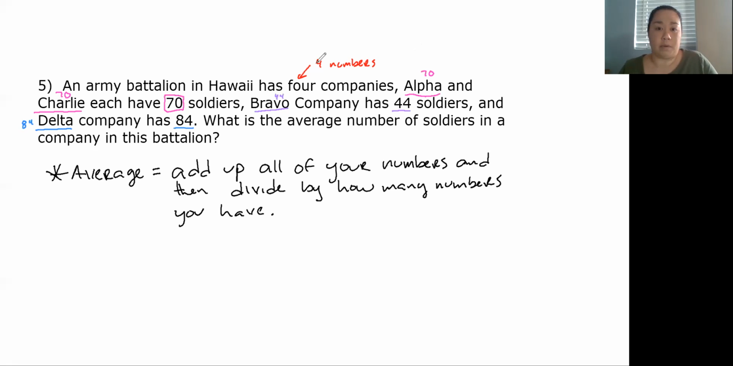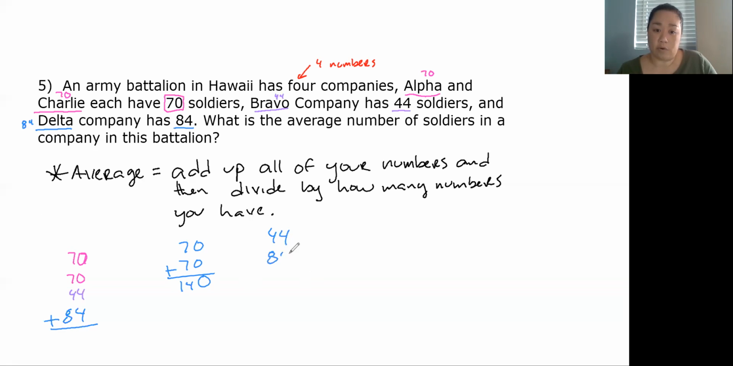Okay, so now I'm going to add up all my numbers. I got two 70s. I have a 44. And I have an 84. I'm going to add all these up. If it's easier to do them separately, then do them separately. You know, if you need to do 70 plus 70, then 44 plus 84, and then add those guys together, do it if that seems better. And in fact, we can do that. Let's do 70 plus 70. Well, we're going to break them up. 0 plus 0, 7 plus 7 is 14.